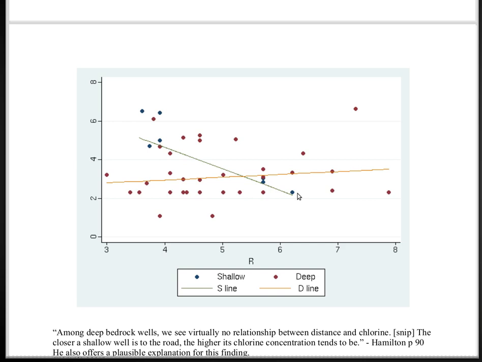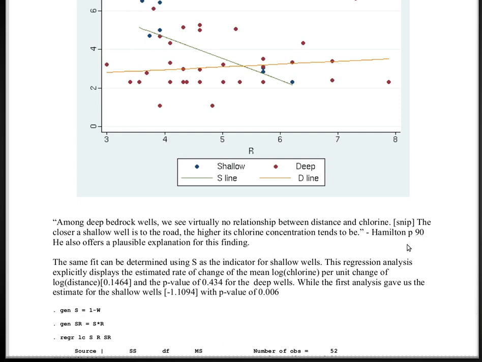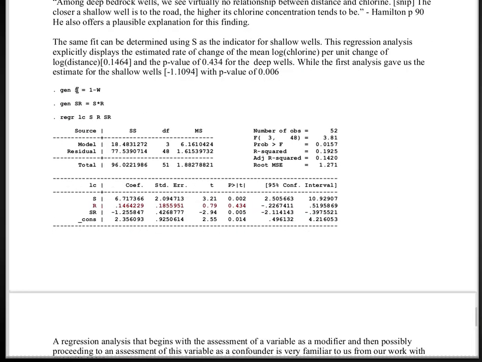The majority of the wells were deep, and there was very little association between the log chlorine value and the log of the distance from the road. And this is well described in Hamilton's book. And we could, just to give you another application here, we saw that we could take the sum of the two regression coefficients to get this line here, which is essentially horizontal, or we could reverse code and have this as shallow well, and then the product of the shallow well indicator and the log of the distance from the road. Then we get that this regression coefficient, which is not statistically significant, is for the deep wells.